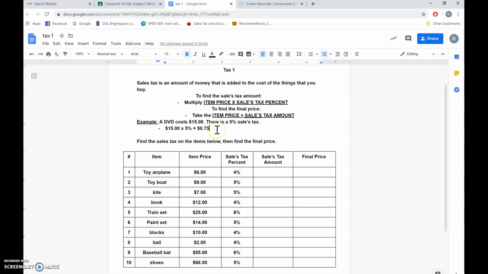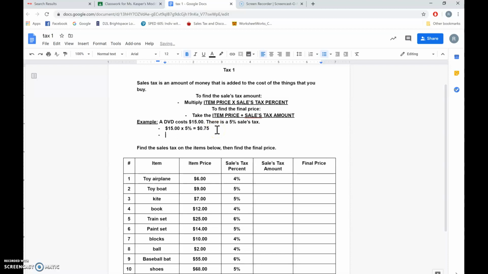Now with that 75 cents, with tax, we're going to add that to our price. So I'm going to take $15 and add that 75 cents. Again, I would type that into my calculator, and that gives you $15.75. So that would be your final price. So this first amount, 75 cents, that's just your sales tax amount. Then the next answer you get there, that's your final price after you add the sales tax amount.